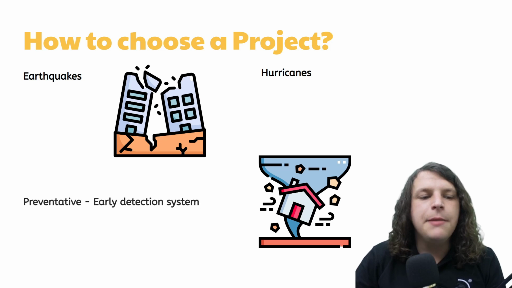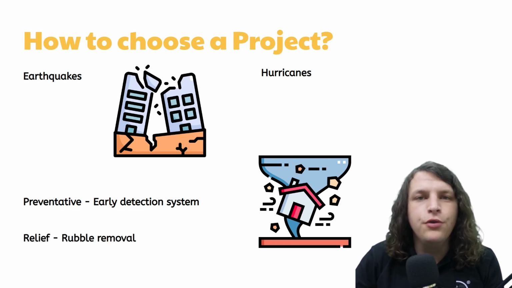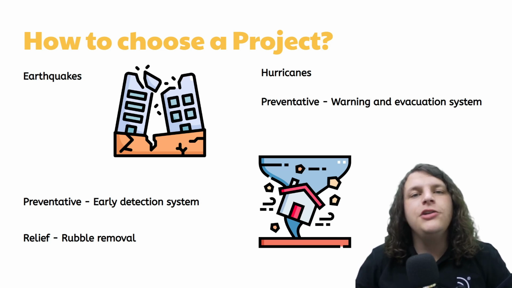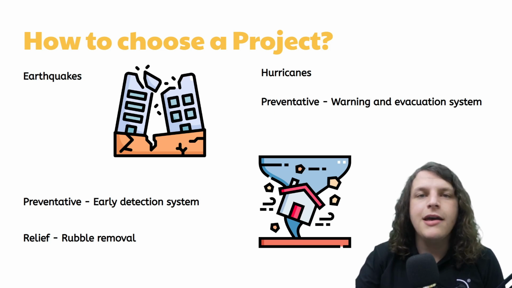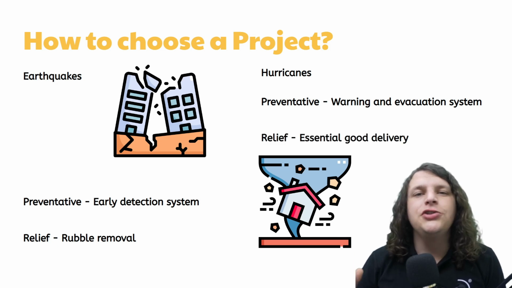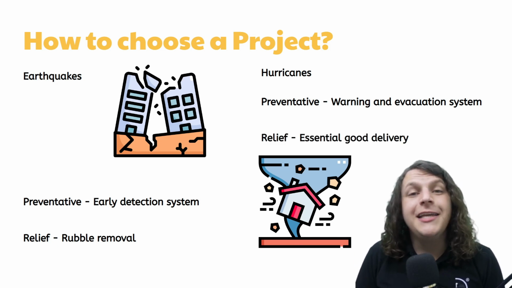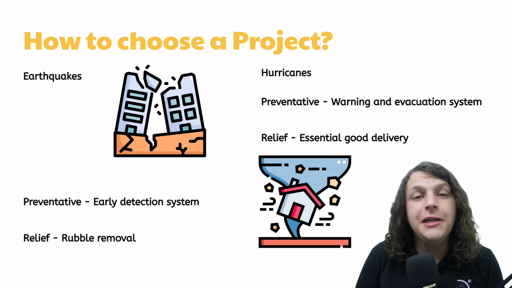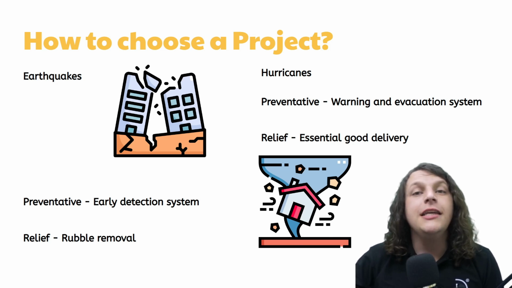For earthquakes, a preventative measure could be something like an early warning system, but a relief measure would be something like rubble removal. For hurricanes, a preventative measure is an early warning and evacuation system that will ensure that no one is in harm's way when the hurricane eventually hits. A relief measure could be essential goods delivery. When a hurricane hits an area, the first thing to go is often water and electricity. So delivering things like food and water to the civilians of the area is often priority number one.